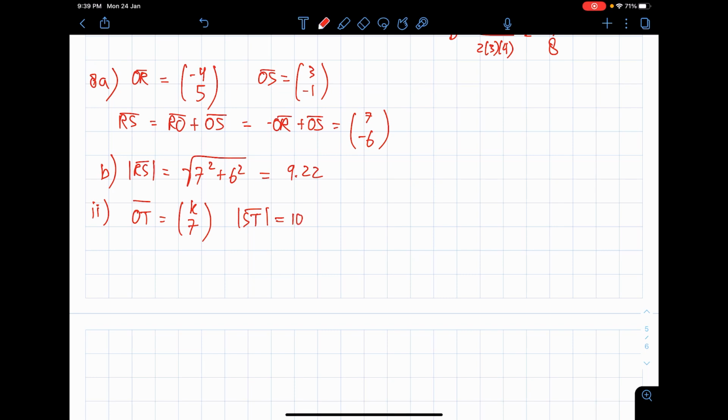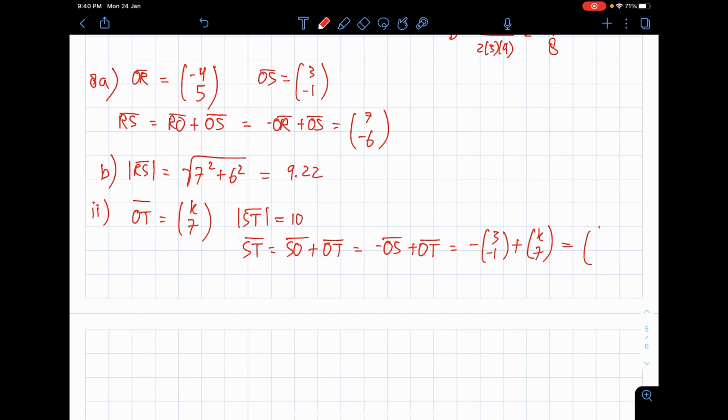I want to find the vector of ST. I only know the length, but I want the vector. SO plus OT, or that is negative OS plus OT, or that is negative of this plus OT. You're going to get K minus 3 and then 8. So the length of ST is actually a Pythagoras. So 10 equals root of (K minus 3) bracket square plus 8 square.